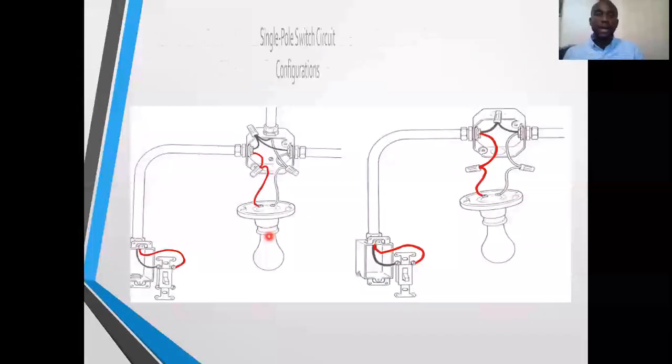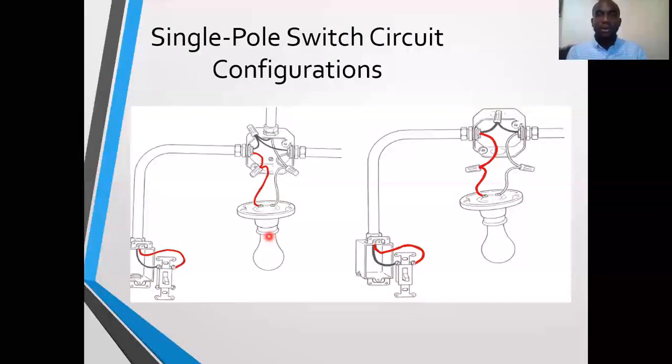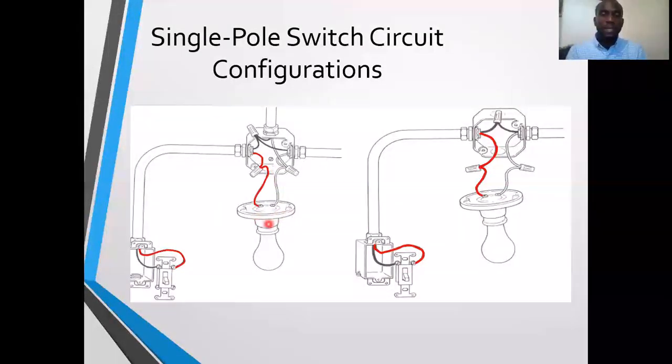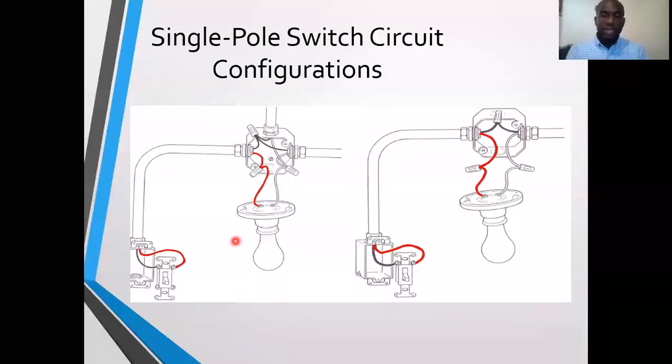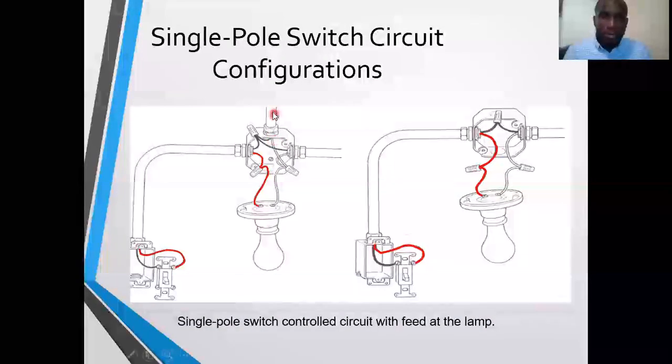Now we're going to look at how these single pole switches are configured in a circuit, or how they are wired in a circuit. So we have here the parts of this circuit. We have a single pole switch here, and we have here a keyless receptacle that has one lamp attached to it, and the feed for this circuit is at the lamp. So when we look at this diagram here to the left, we see the source pipe here.